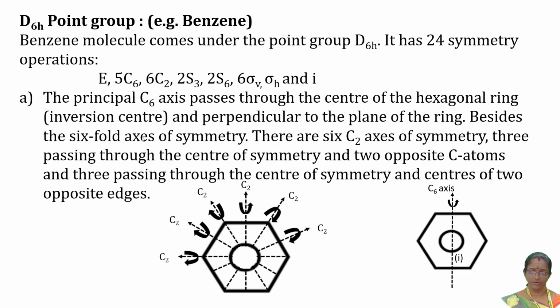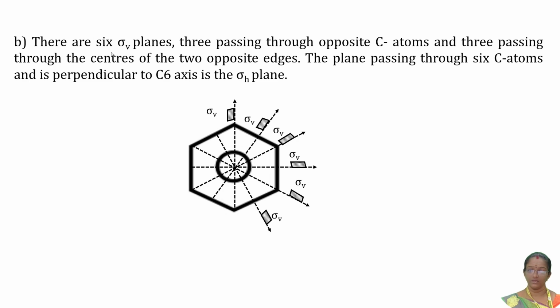Besides the 6-fold axis of symmetry, there are 6 C2 axes of symmetry, 3 passing through the center of symmetry and 2 opposite C atoms, and 3 passing through the center of symmetry and the center of 2 opposite edges, which we have represented in this image. And there are 6 sigma v planes, 3 passing through opposite C atoms and 3 passing through the center of 2 opposite edges, which we have represented here in this molecule structure. The plane passing through the 6 C atoms and perpendicular to the C6 is the sigma h plane.